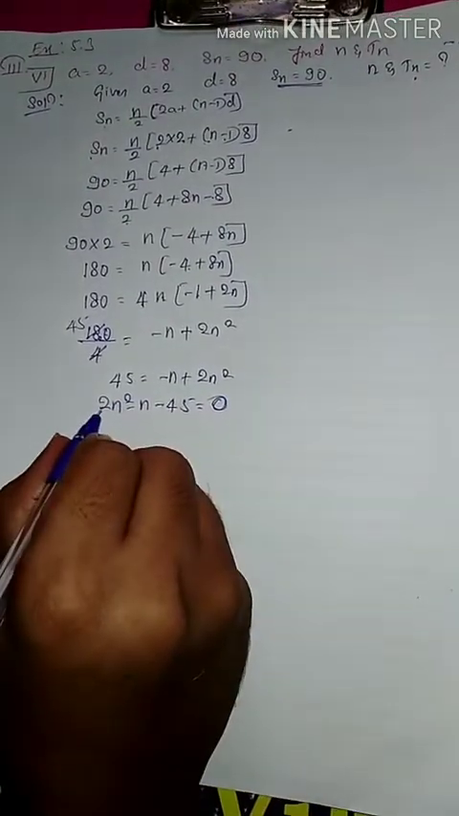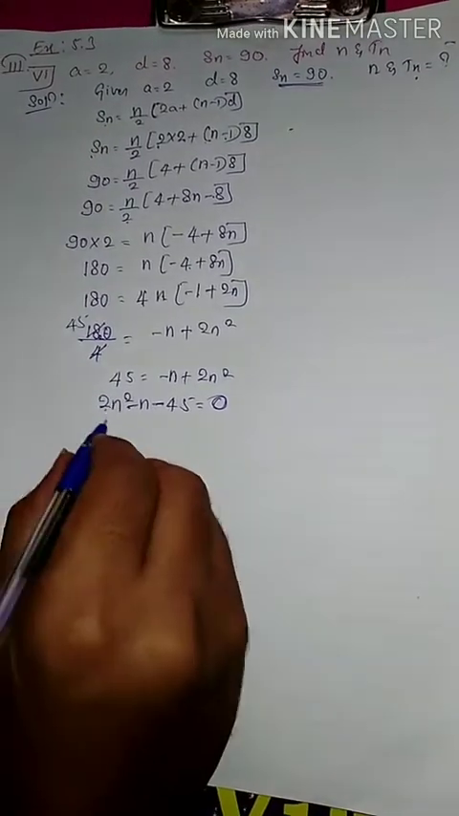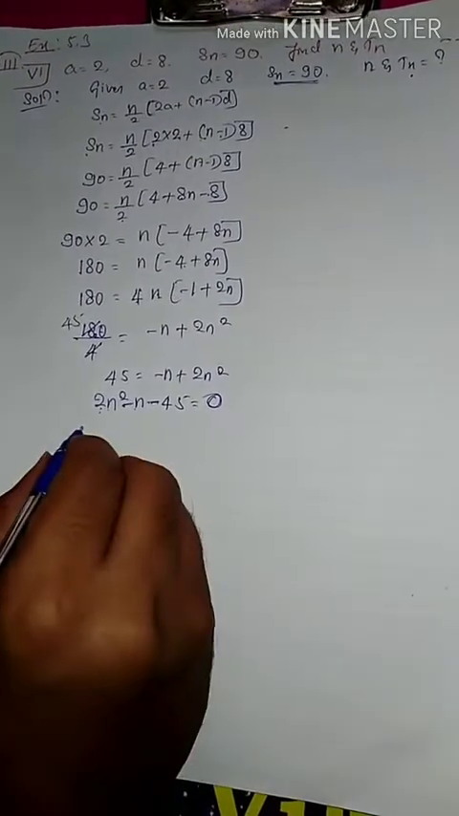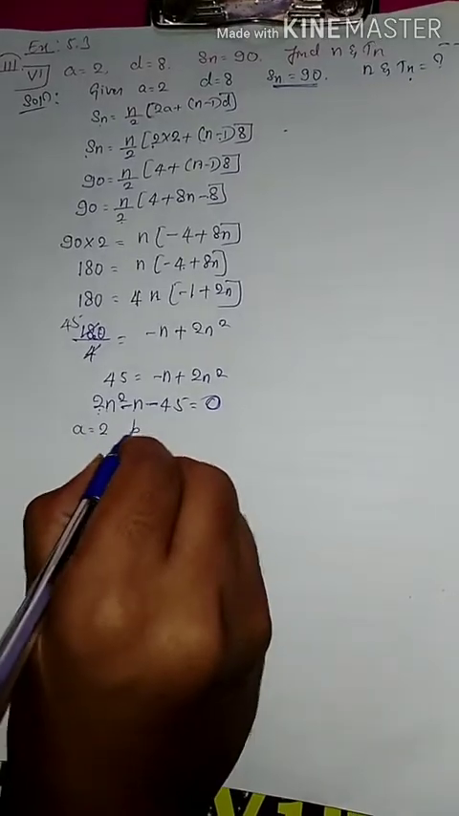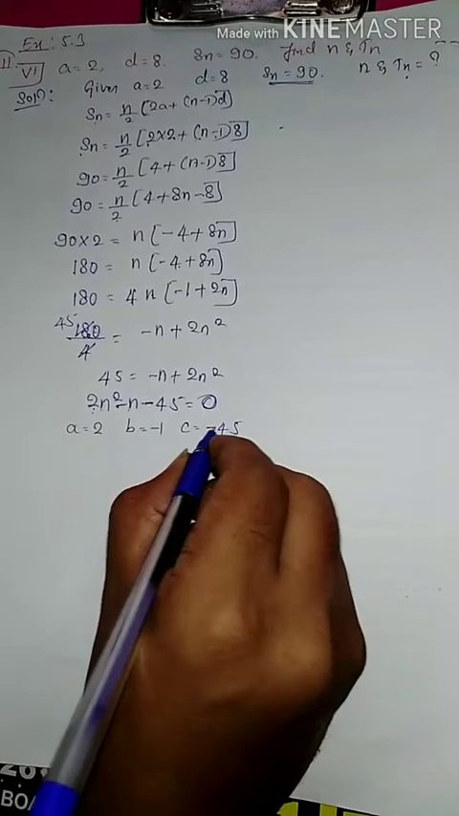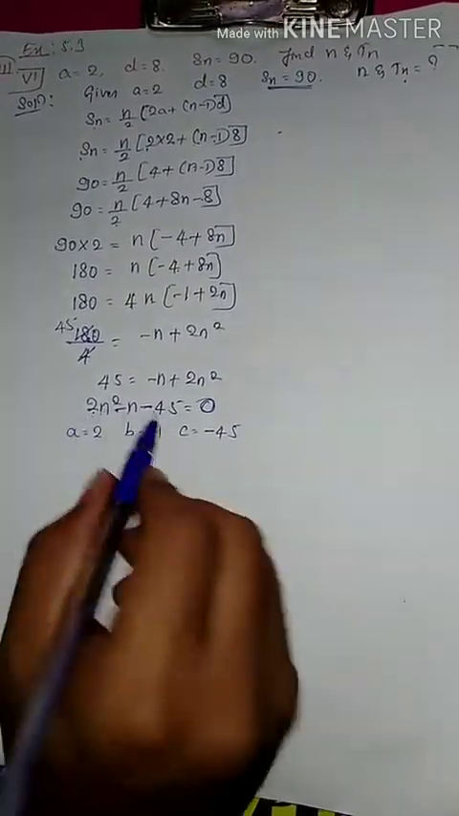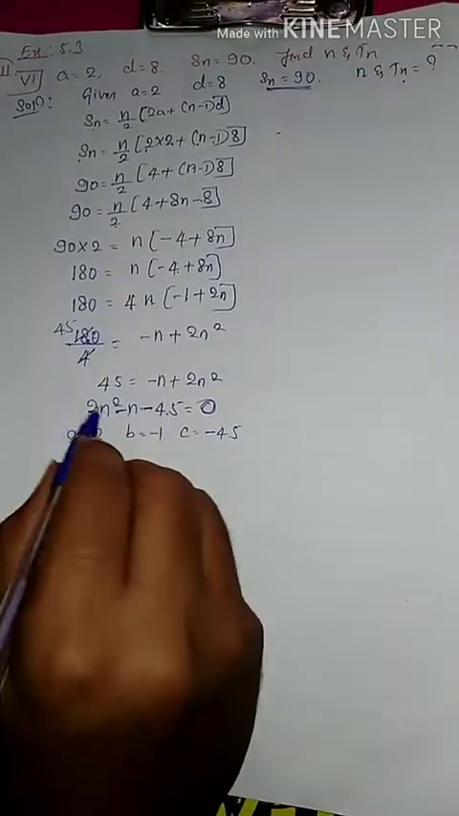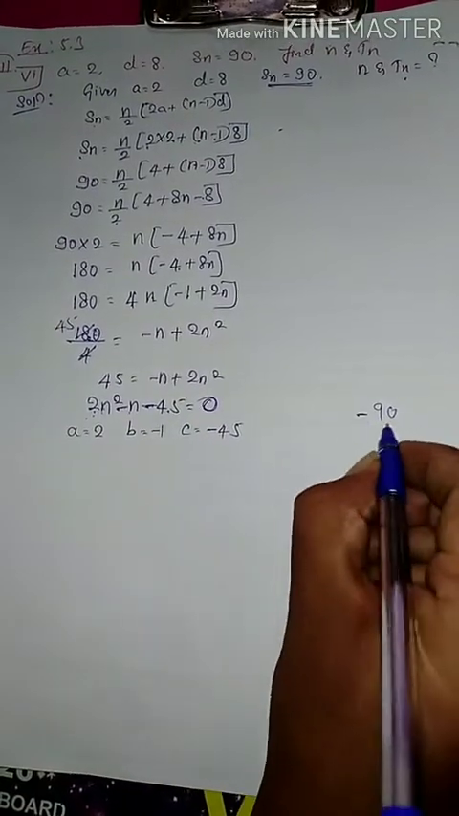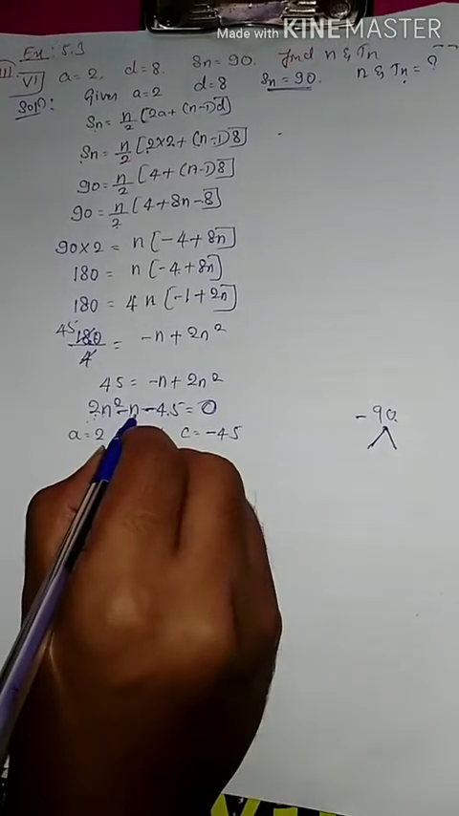See here, 2n square minus n minus 45 is a quadratic equation, because this equation is in the form of ax square plus bx plus c is equal to 0. So here a is equal to 2, b is equal to minus 1 and c is equal to minus 45. So using the factorization method we can find the factors of this equation. 45 2s are 90, minus 45 into 2 is minus 90. So find the factors of minus 90, the product becomes minus 90 and the sum becomes minus 1.